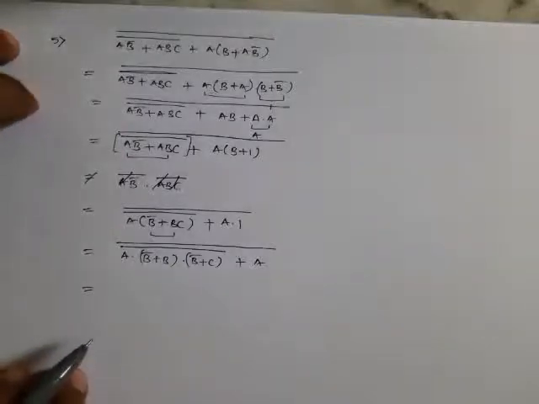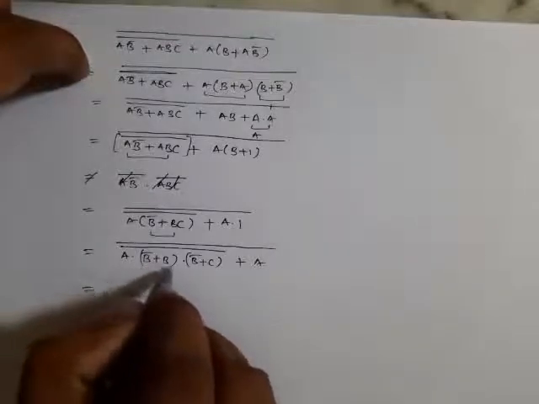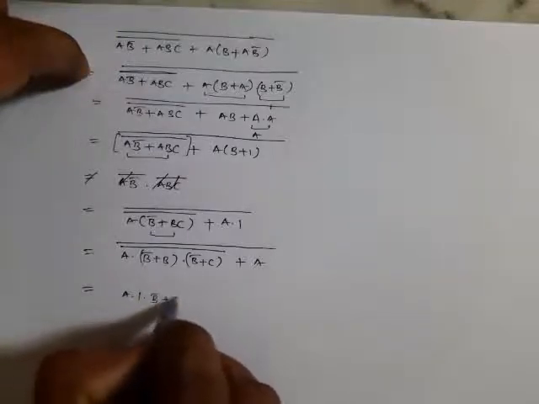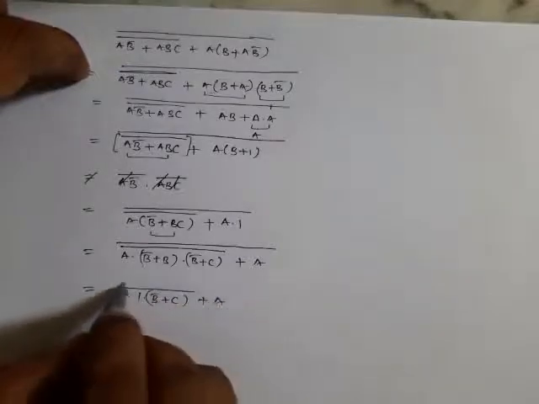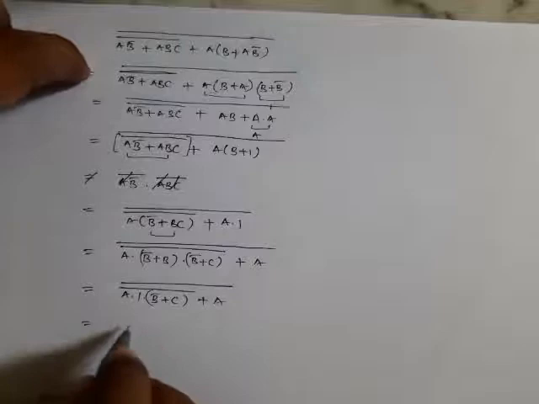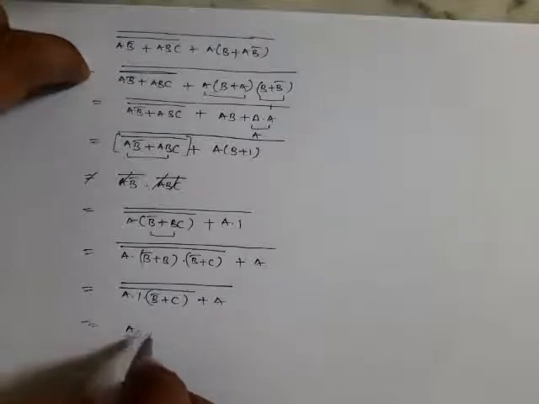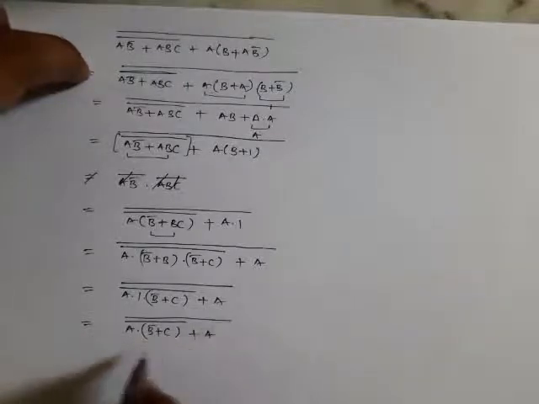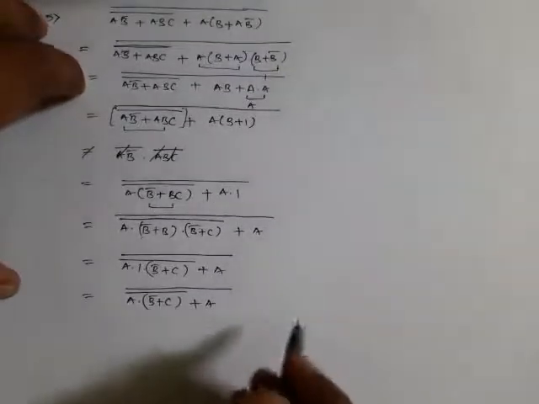and this you can see, it is A dot B bar plus B is 1 itself, it is B bar plus C, there is a complement here plus A, and there is an overall complement, and here you can see that it is A dot 1 dot something is A itself, so A dot B bar plus C whole bar plus A, and there is a bar. So here you apply De Morgan's.